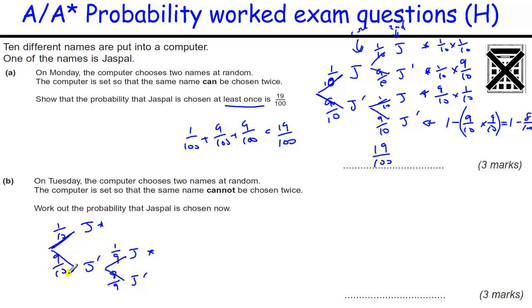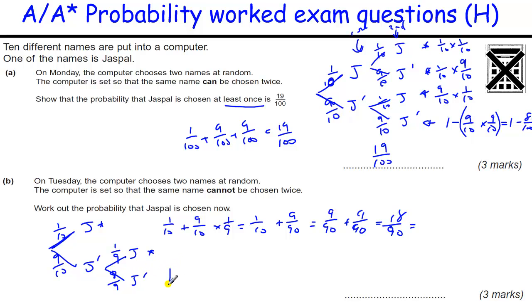We can work out those 2 and add them up, or we could work out this one and take away from 1. So we've got the 1/10 from the first one plus 9/10 times 1/9, which is 1/10 plus 9/90. 1/10 is 9/90, plus 9/90 is 18/90. That does cancel down, but we don't need to in a probability question.